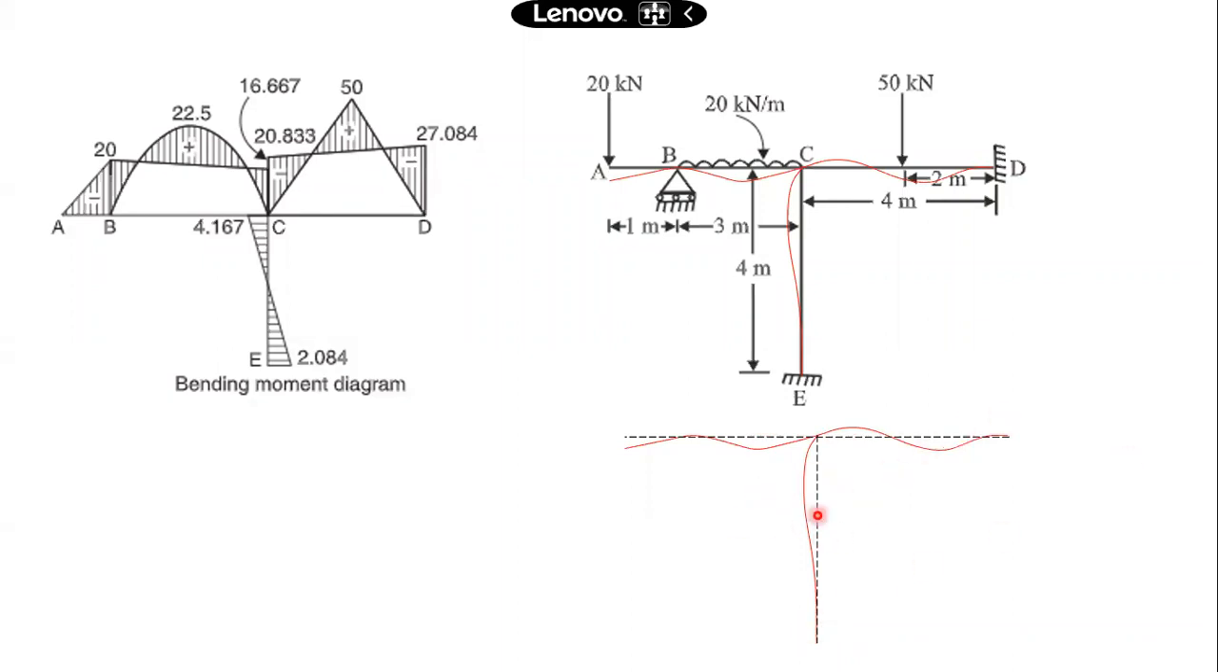You don't have to worry much about this, but approximately it should resemble the behavior of the frame. Other than that, the bending moment diagram you should be able to draw correctly. Some variation in the deflected shape is okay. So these are the two diagrams, and these two have to be plotted after you calculate the bending moments. Is that fine?